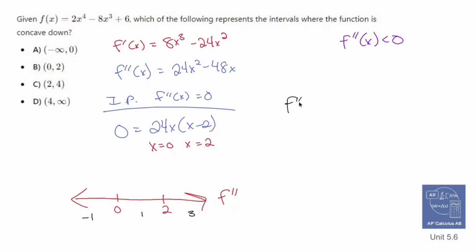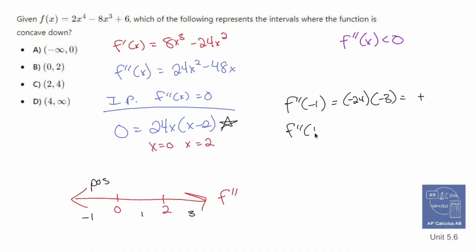So f double prime of -1, if I use this one right here, which seems to be a little bit easier, so I'm going to use that. So that is still f double prime. I'm going to get 24 times -1, so -24. I'm going to get -1 minus 2, which is -3. And I don't care what number I get. I just know that this is positive. So you're going to be positive right here. So not at all what I want.